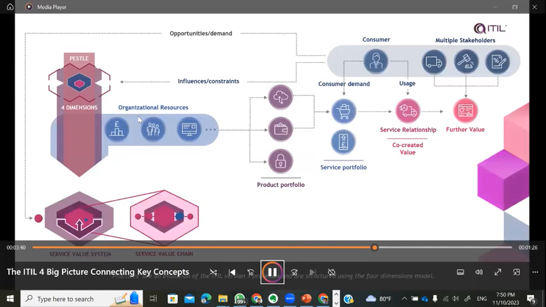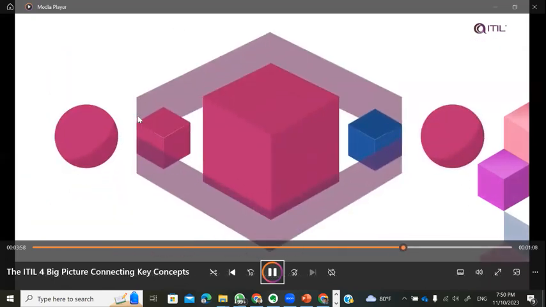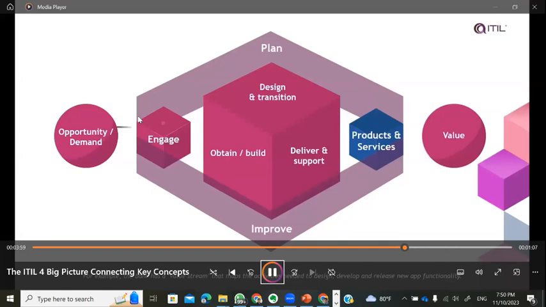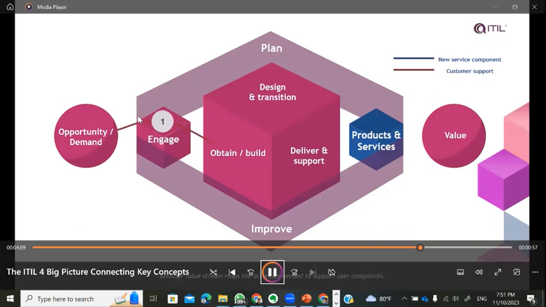Practices are an evolution of the ITIL version 3 processes and are structured using the 4 dimensions model. A sequence of value chain activities designed to meet the needs of a specific scenario is called a value stream, which results in a functioning product or service. For example, the bank has a value stream that maps the activities needed to design, develop, and release new app functionality. Another value stream maps the activities needed to support user complaints.